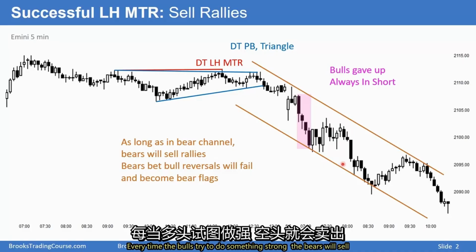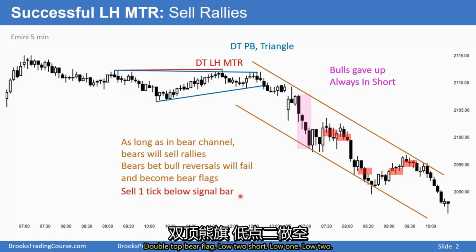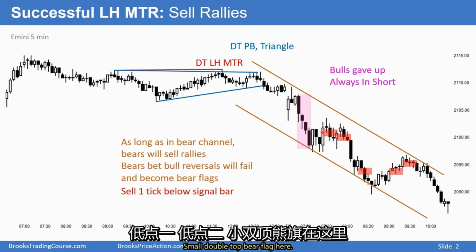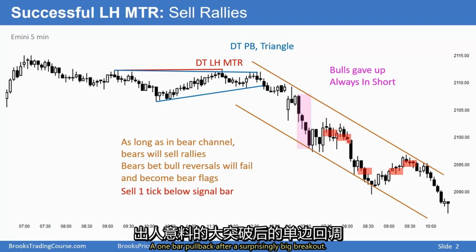Bears will sell rallies. Every time the bulls try to do something strong, the bears will sell, betting that the reversals will fail. They'll sell, they'll sell, they'll sell. Double top bear flag, low 2 short, low 1, low 2. Small double top bear flag here. They'll sell below that bull bar or better, below that bear bar.